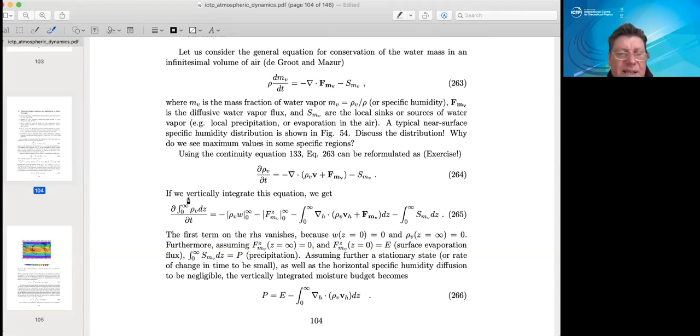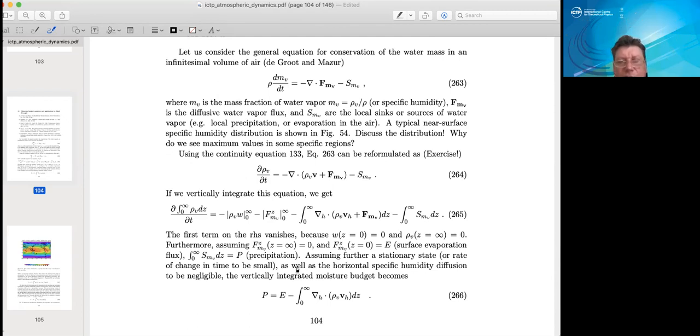Then we assume stationary state conditions. Of course there can be changes in the storage, and if you look at shorter time scales, those changes in the storage may be important. So there can be an accumulation of water vapor in the air, and then it's not immediately raining out, but the water vapor simply accumulates or decreases. But if we assume that there is a stationary state, then we get to the following conclusion.